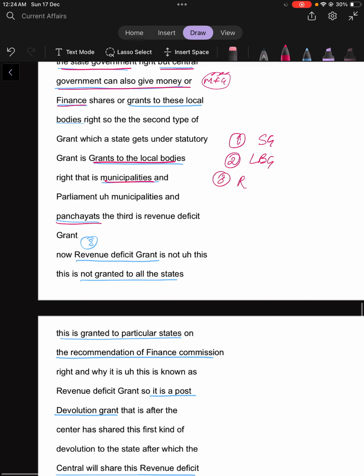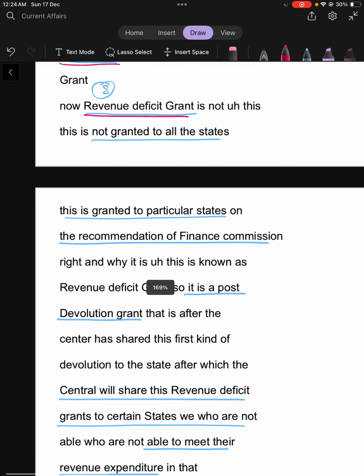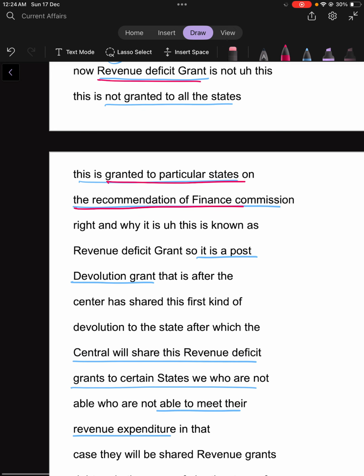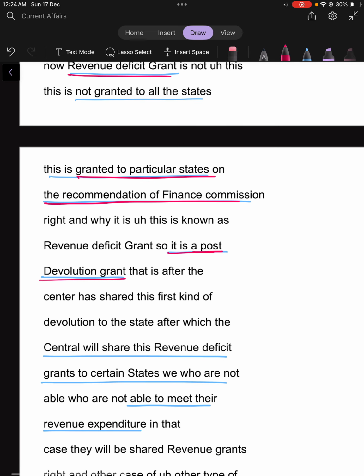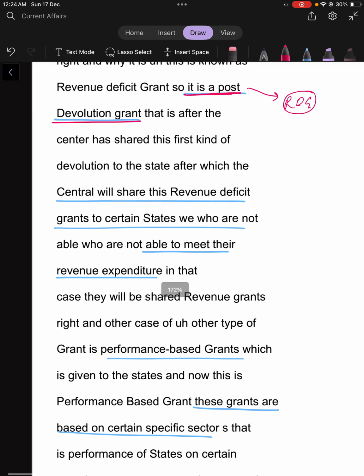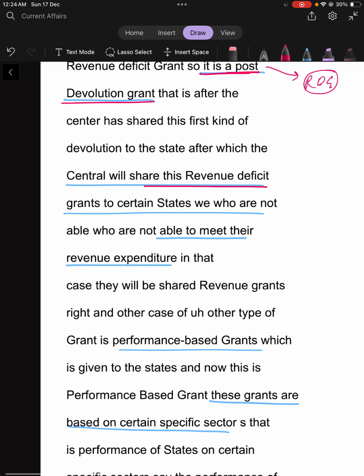And the third is revenue deficit grant. It is not given to all the states; it is granted to particular states on the recommendation of the Finance Commission. It is a post devolution grant. The central government gives the revenue deficit grant to certain states who are not able to meet their revenue expenditure.